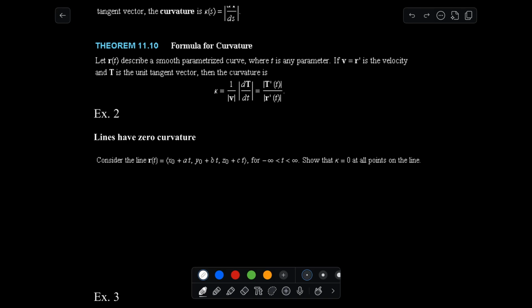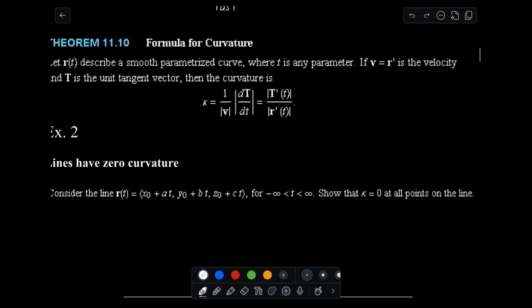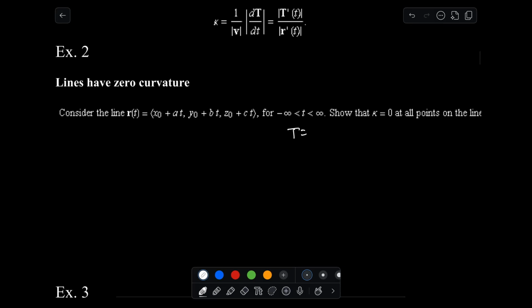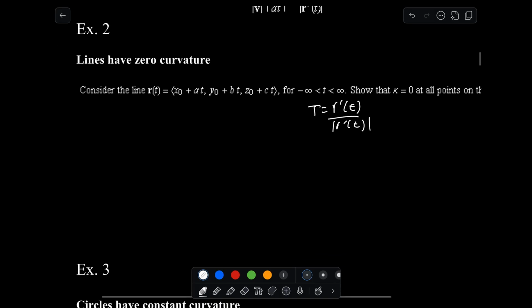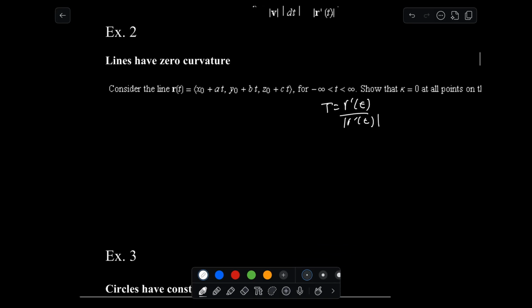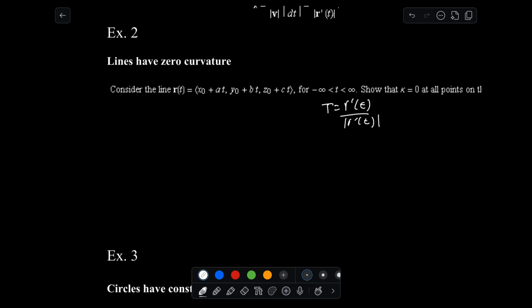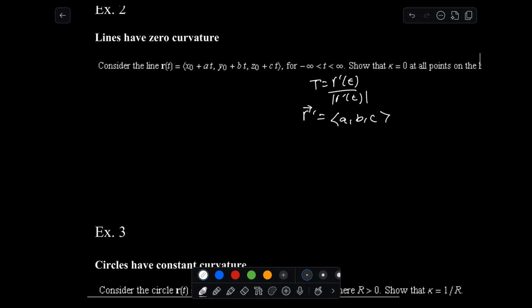And in this case, it is kind of trivial. We can just show it for ourselves. We know that T equals r prime of t over the magnitude of r prime of t. I always like to write it out just in case I forget. And then we have r prime equal to a, b, c. The magnitude of r prime is equal to the square root of a squared plus b squared plus c squared.